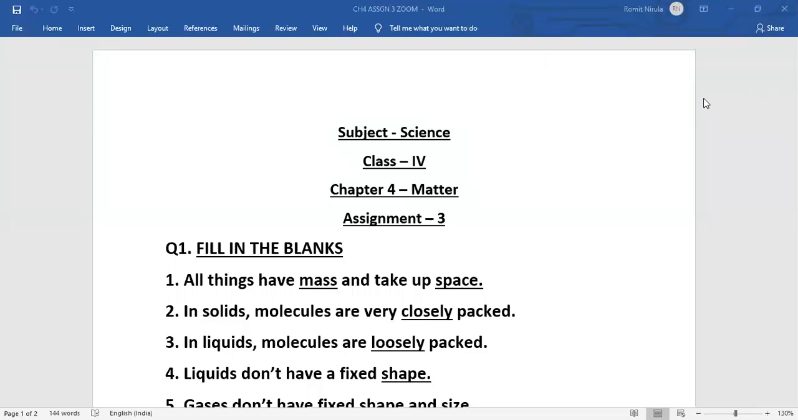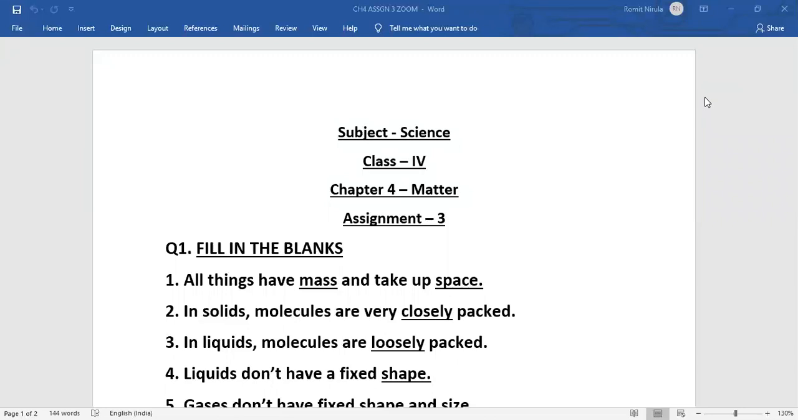Number 2. In solids, molecules are very closely packed. That means they are tightly packed. They have no or very little space in between them. In liquids, molecules are loosely packed. That means they are a little apart from each other. They have little space between them.